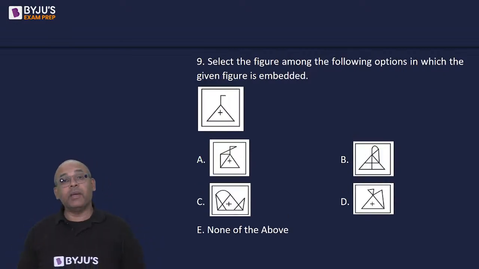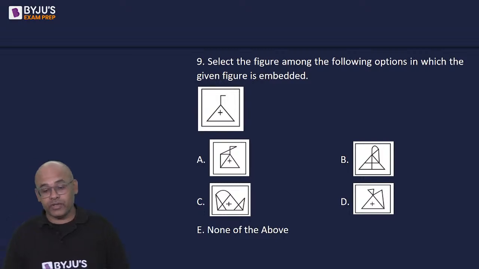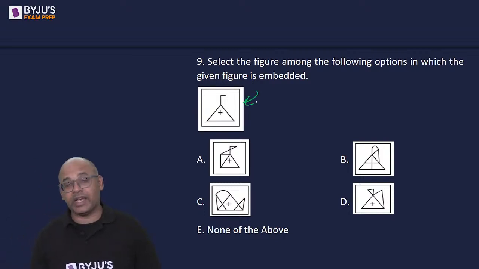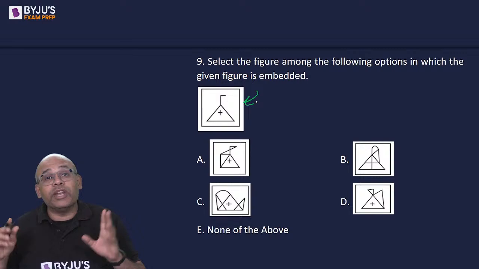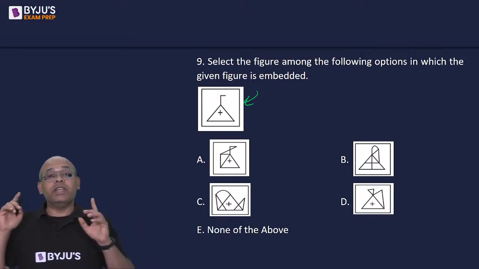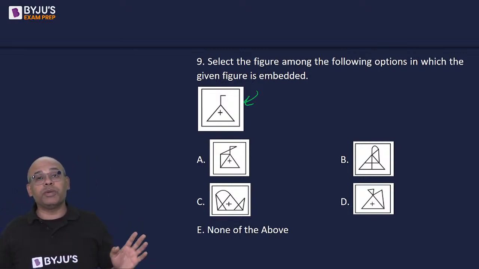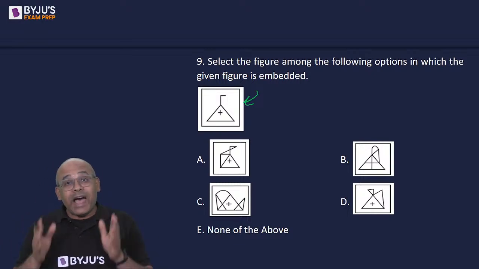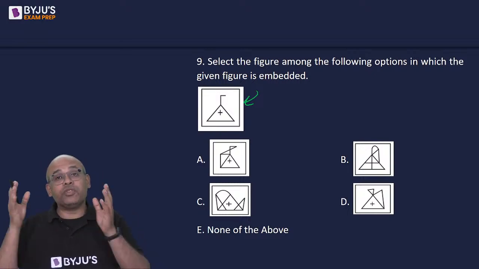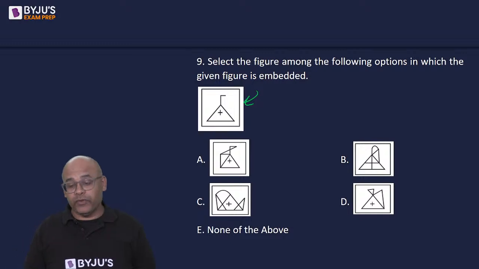Next is again embedded figures. The type of the question is you have to identify which of the options has this figure embedded without any rotation. Remember guys, in embedded figures, rotation is not supposed to be considered. It is supposed to be as it is, in the same shape and orientation. Very important for you.